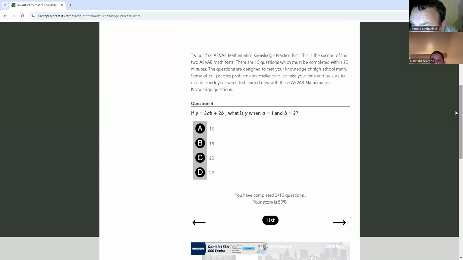Backtrack here. So we got 6 on one side. 2 times 2 is 4. 4 times 2 is 8. 8 times 2 is 16. 16 plus 6 equals, I get 22, which is D.